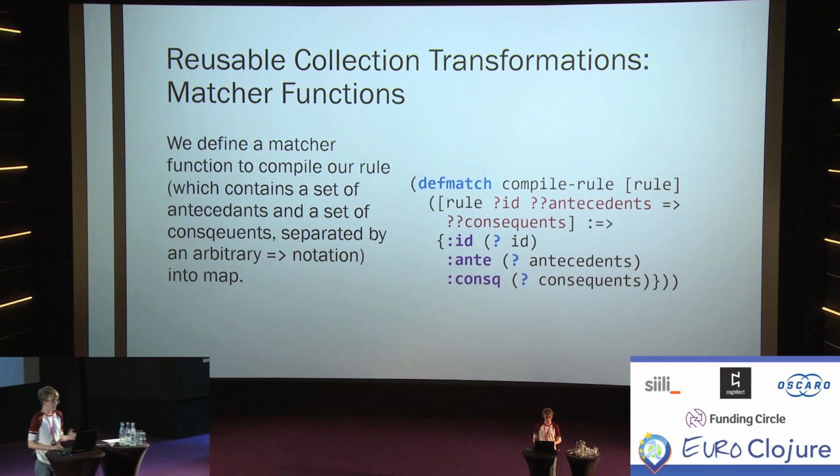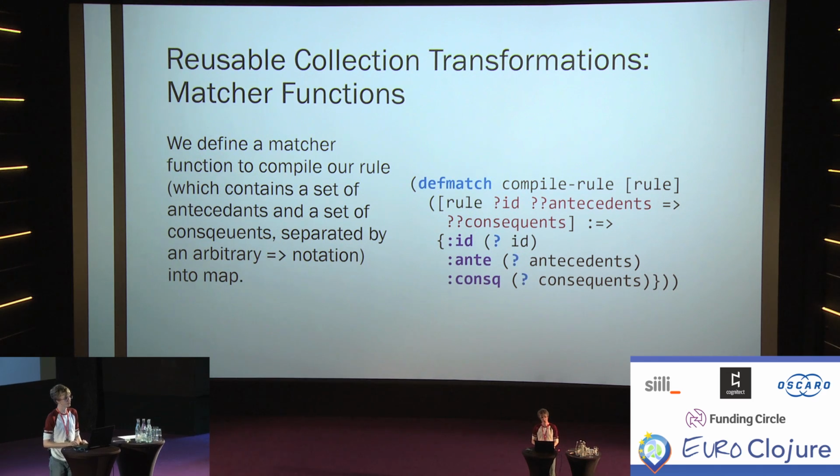So the matcher, or the matcher library, we've just called it the matcher. Suggestions for names are welcome from anyone here. We define a matcher function using this def match macro. So we declare a compile rule matcher function, and we pass in a rule with an ID and a set of antecedents and a set of consequences. So it's essentially a set of causes and a set of effects. So using that syntax, we can turn these tuples of rule ID, antecedents, consequences into a map which we can more cleanly work with.